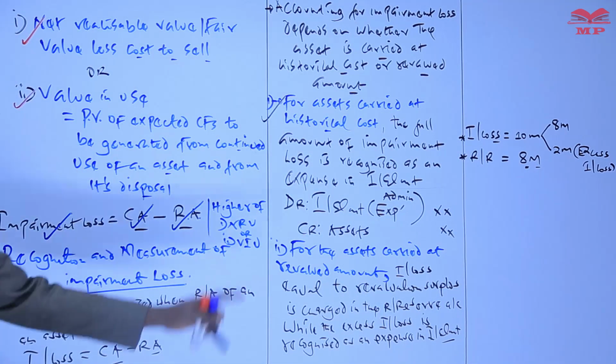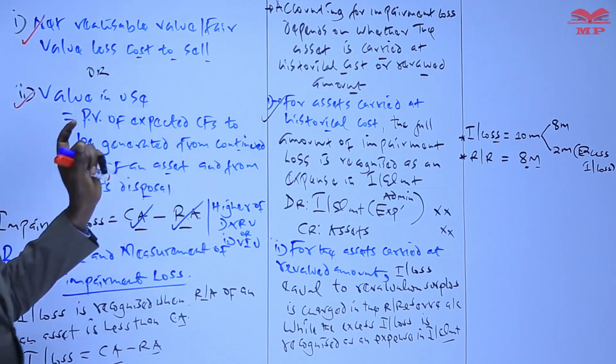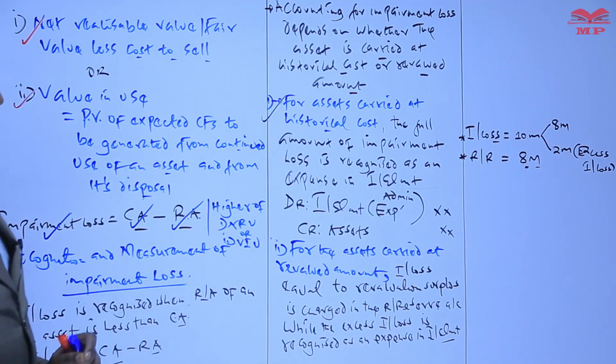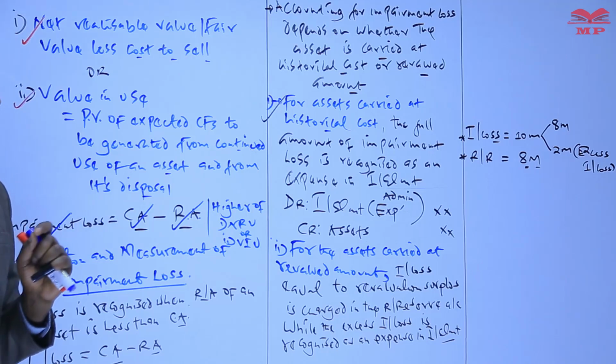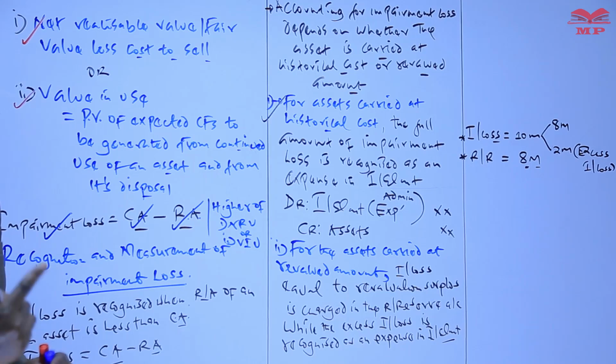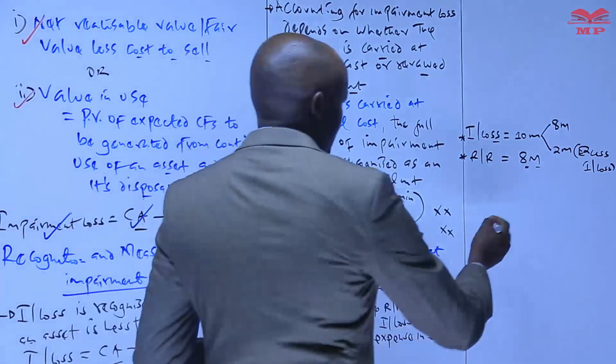I've given a small illustration there where we assume we have an asset which is carried at revalued amount, meaning that the asset was previously revalued, and maybe the revaluation surplus arising from revaluation of that asset was what? Was 8 million.